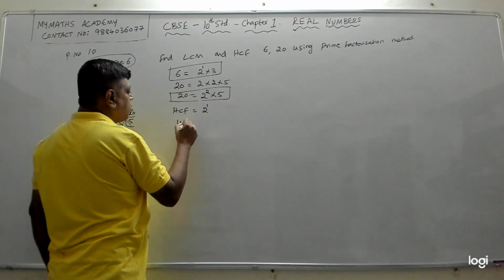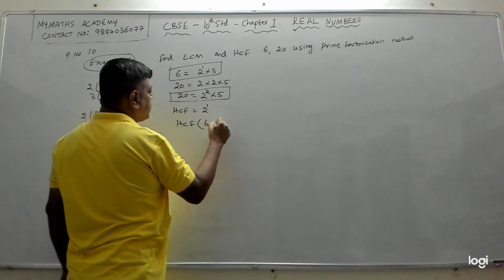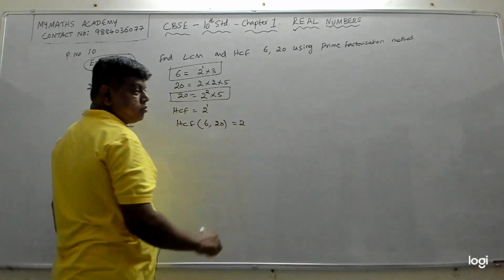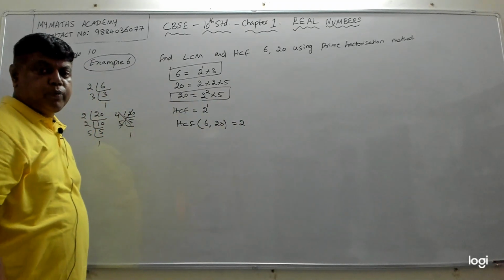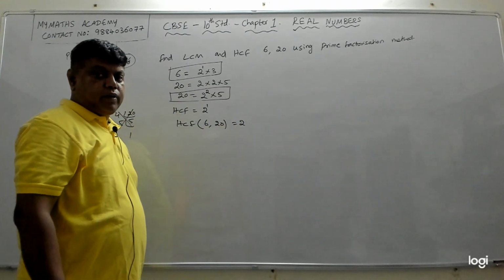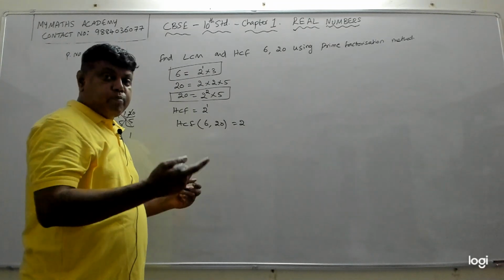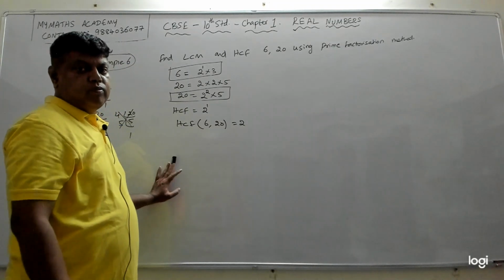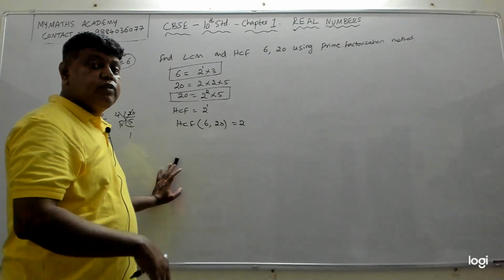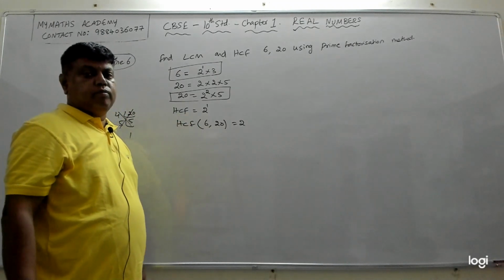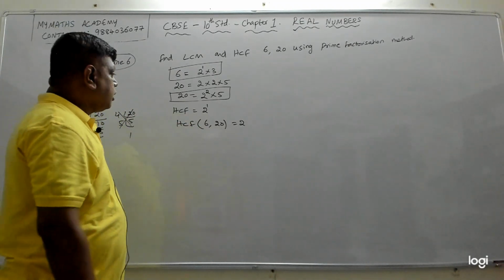So your HCF of 6 and 20 is what? 2. 2 is the highest common factor between 6 and 20, which means 2 is the highest number that will divide both. You can't find any number greater than 2 which will divide both 6 and 20. Right? So we have found HCF. Now we need to find LCM.